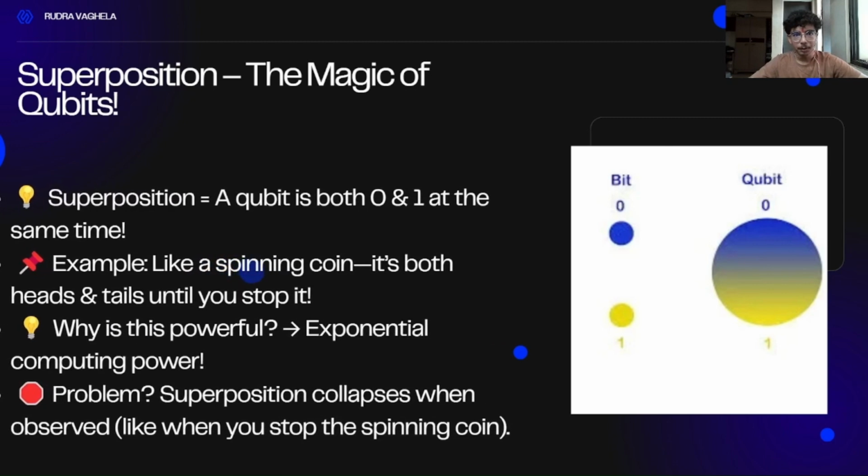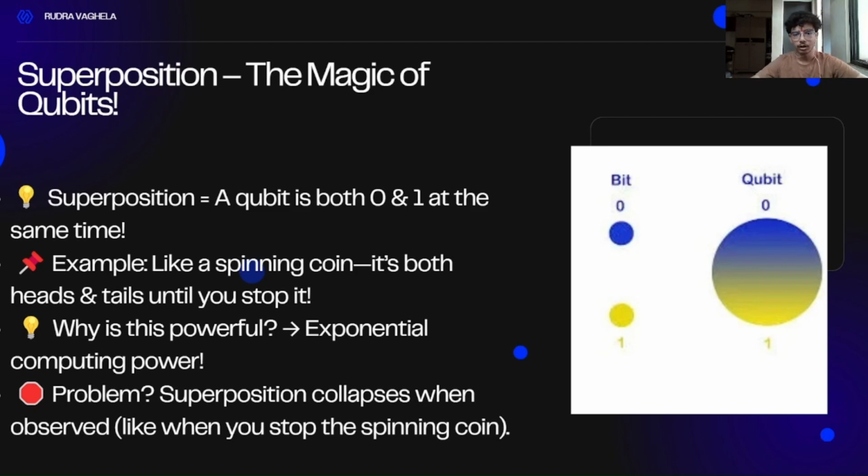So the next topic is superposition and the magic of qubits. Superposition: a qubit is both 0 and 1 at the same time. Example, like spinning a coin, it's both heads and tails until it stops. Why is this so powerful? Exponential computing power, because it can calculate all possibilities at once.